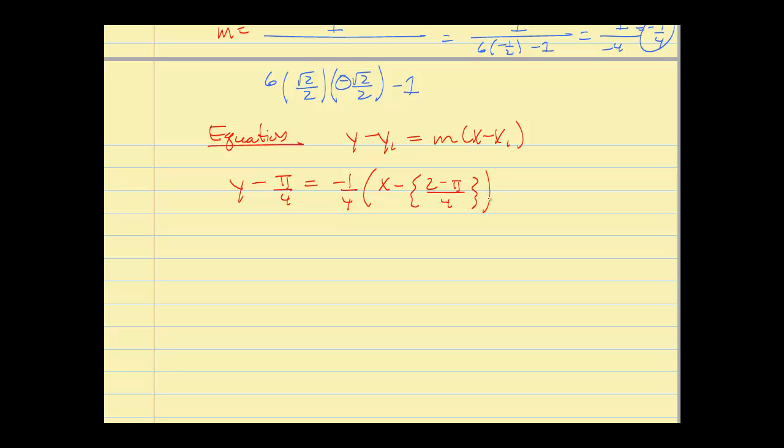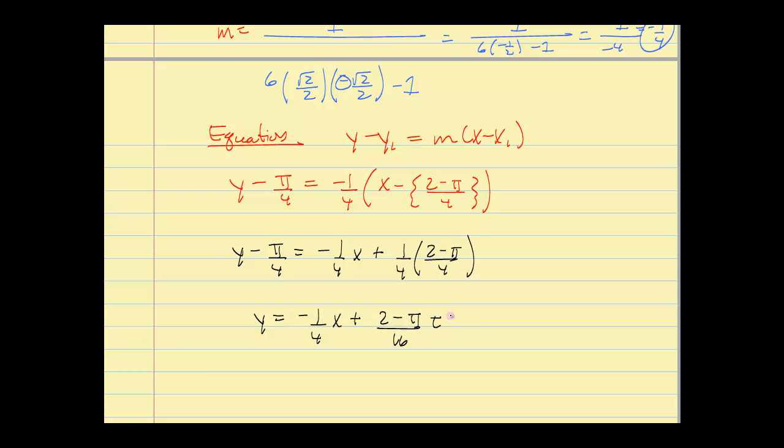So again, usually we don't have a binomial when we're working with those, but in this particular case we do. Okay, this needs simplified quite a bit. It's not going to turn out real nice, but it will be okay. So you have y minus pi over 4 is equal to negative 1/4 x plus a negative times a negative is a positive 1/4 times 2 minus pi quantity all over 4. And then what we do is we'd add the pi over 4 across. So I have negative 1/4 x plus 2 minus pi over 16 plus pi over 4. Make that look like a plus.